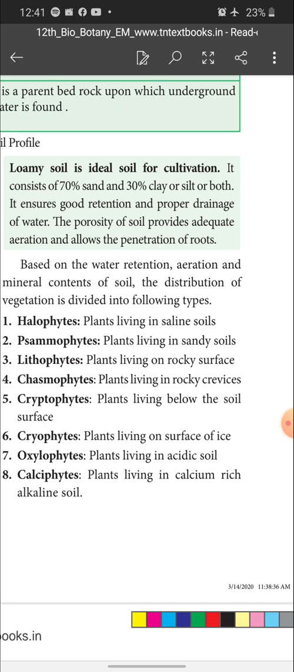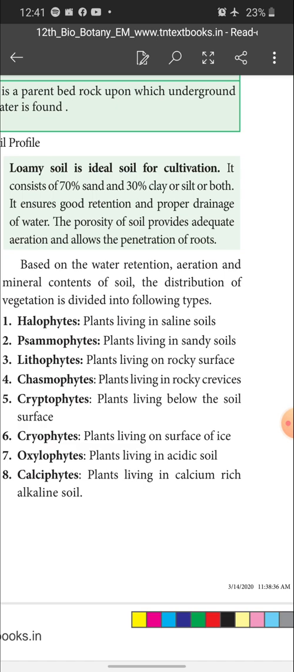It's a 2-mark question. Based on the water retention, aeration and mineral content of soil, the distribution of vegetation is divided into the following types. So, classify vegetation based on the water retention, aeration and mineral content of the soil. It is 3 marks; sometimes you will have it as a 2-mark question also.